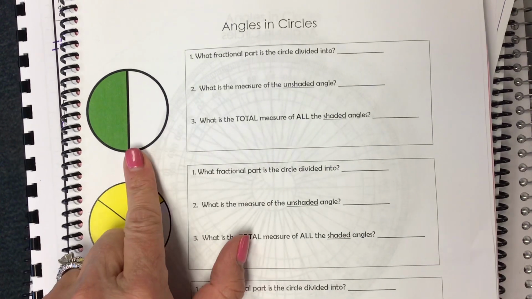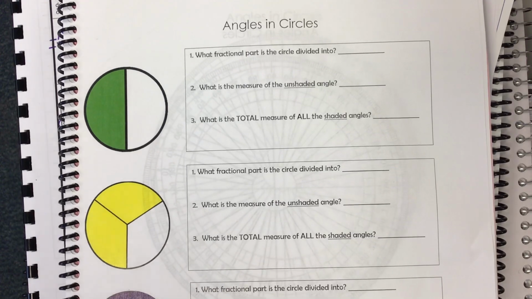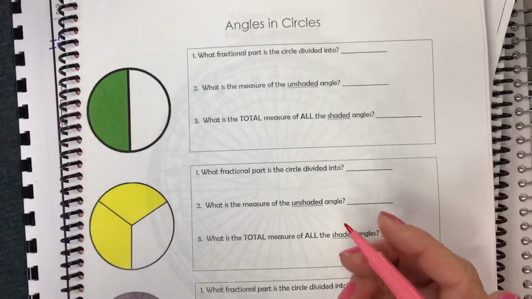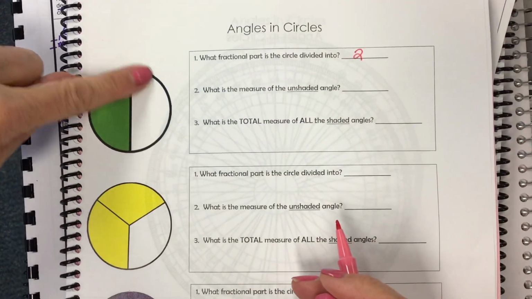So, the green circle at the top. What fractional part is the circle divided into? How many parts? 2. What is the measure of the unshaded angle?